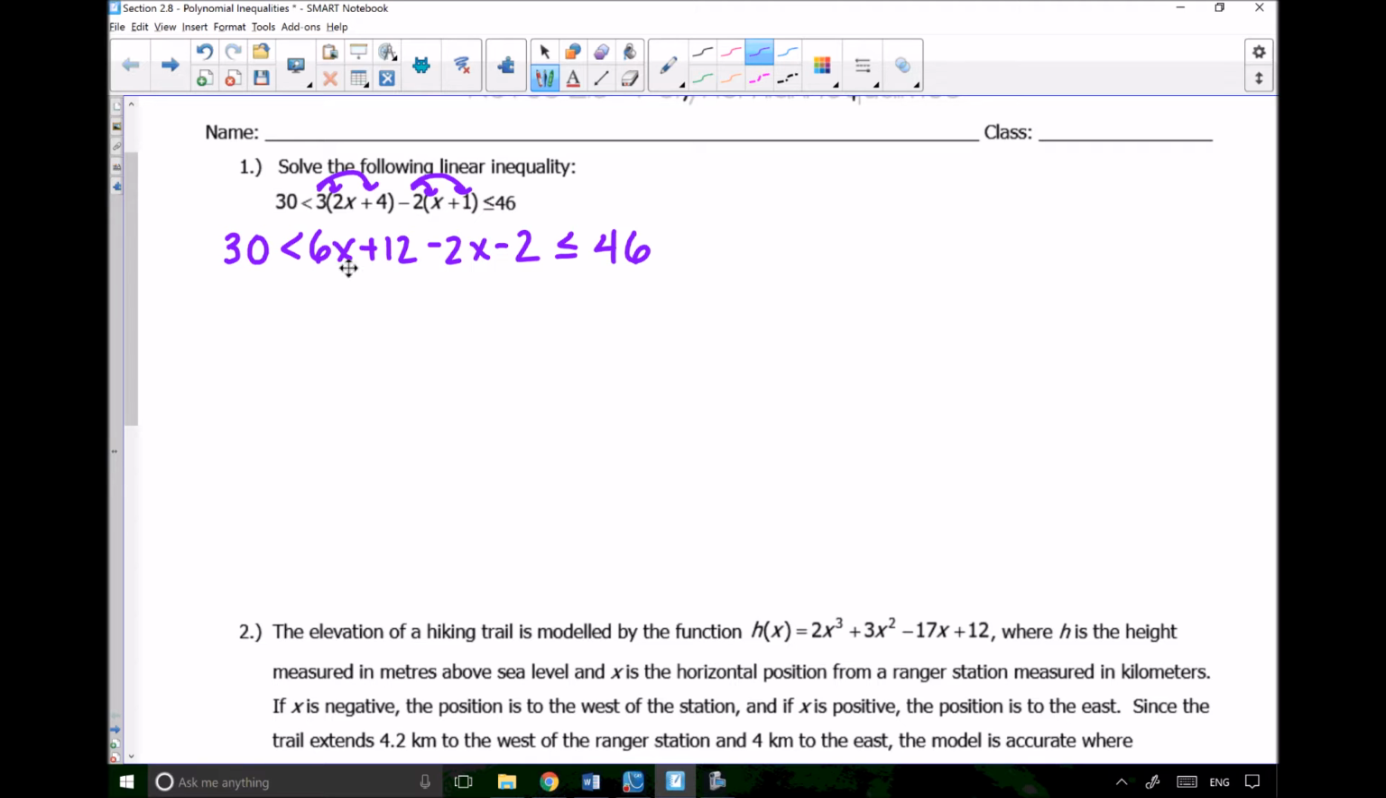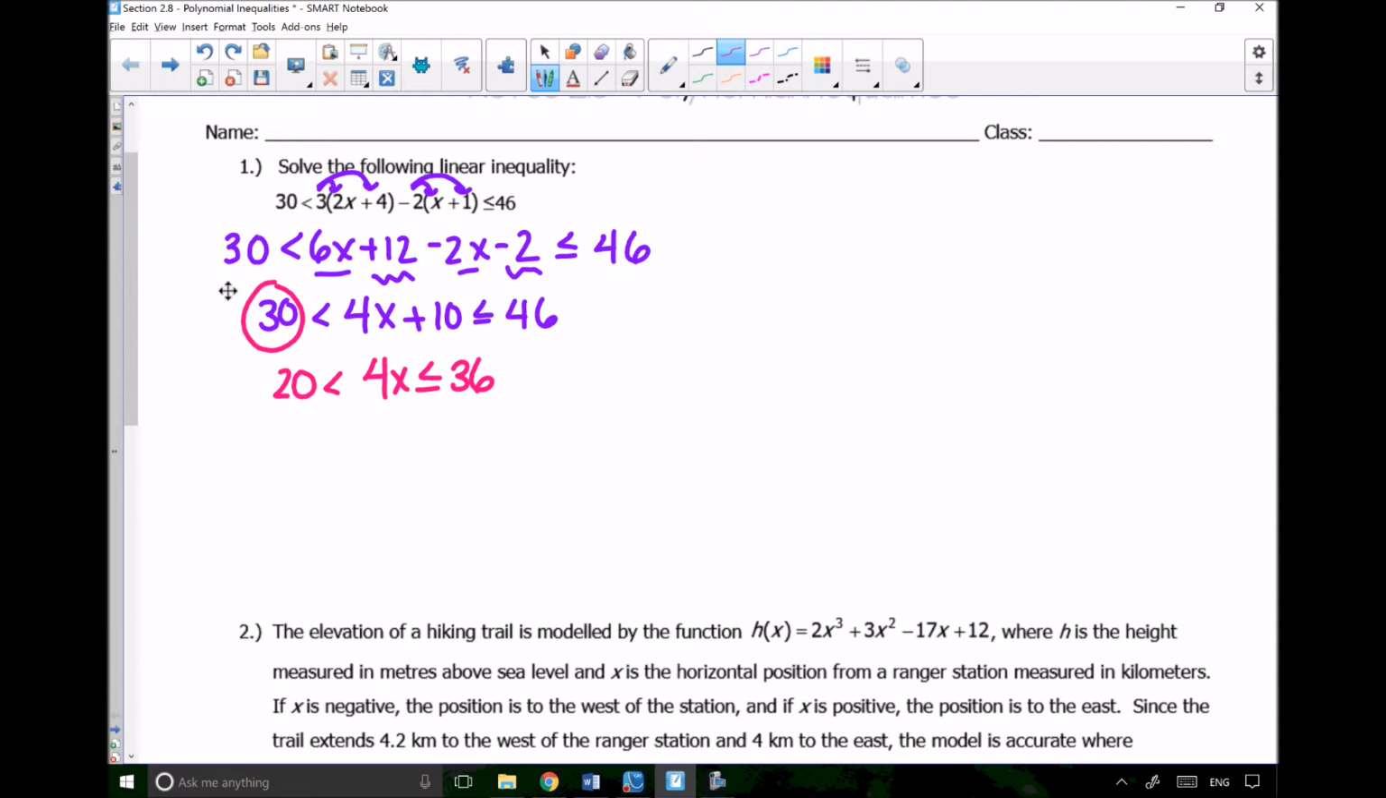Now, putting my like terms together, I end up getting 4x plus 10 is less than or equal to 46, but it's also greater than 30. Well, I want to get rid of this 10 right here, but if I get rid of this 10, I have to get rid of it everywhere. So if I subtract 10 here and I just get 4x, then I have to subtract 10 from this 30, and I also have to subtract 10 from this 46. Now I can just divide everything through by 4, every single piece. So I end up getting 5 is less than x is less than or equal to 9.